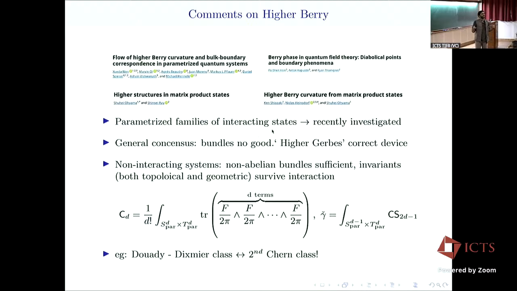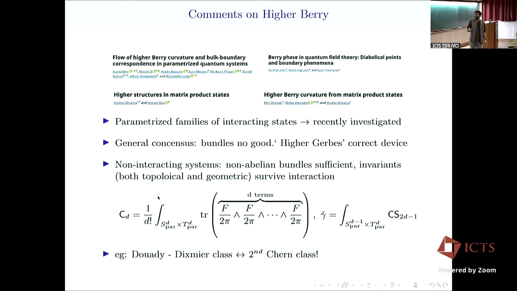But for non-interacting systems, it turns out that for all these gerbes that you consider, there's actually a very simple formula in terms of integrals of Chern-Simons forms that you can write down. And all of these things survive interactions. So if your system has a non-interacting free fermion limit, then you can extract all these interesting invariants from gerbes, this higher Berry phase and so on, just by using free fermion models by evaluating the Chern-Simons 3 form. That's one of our results.